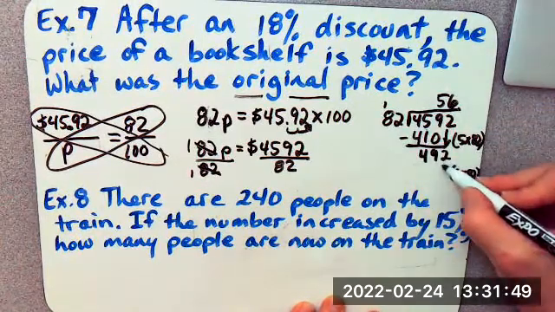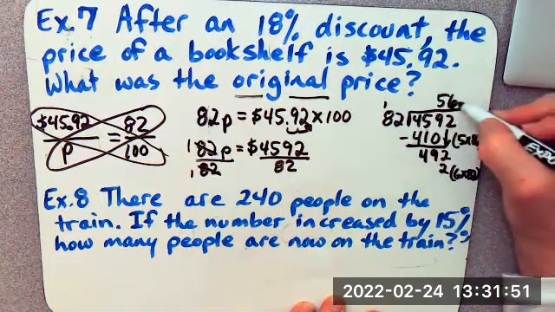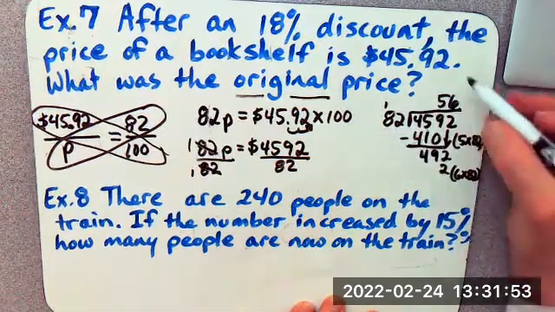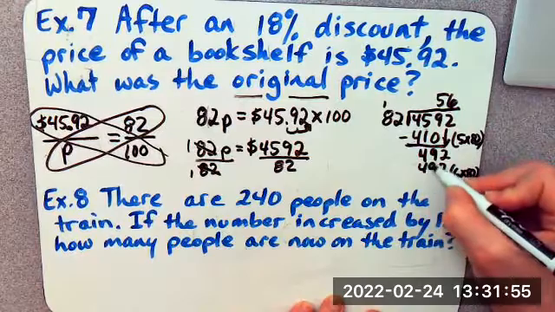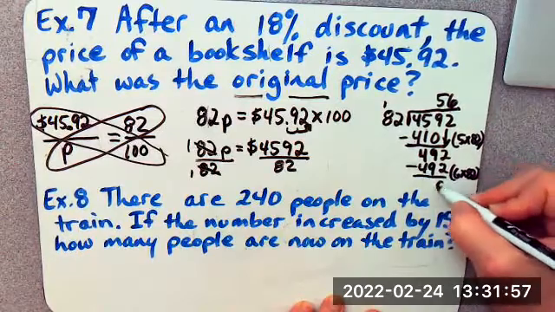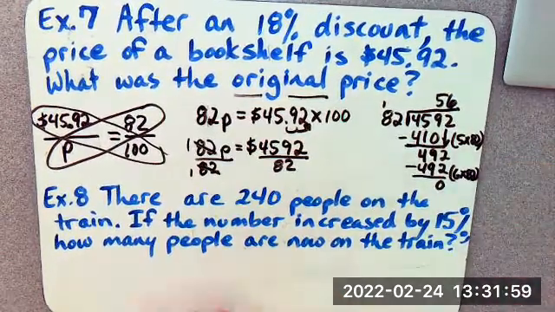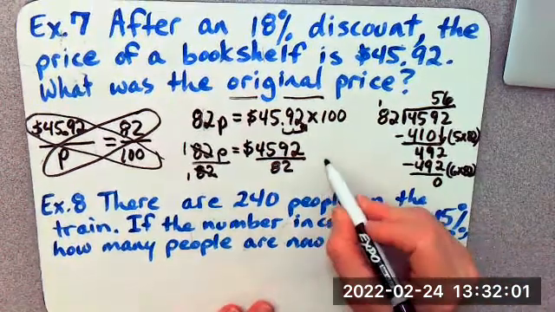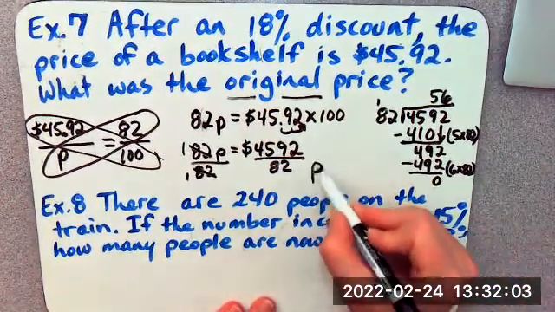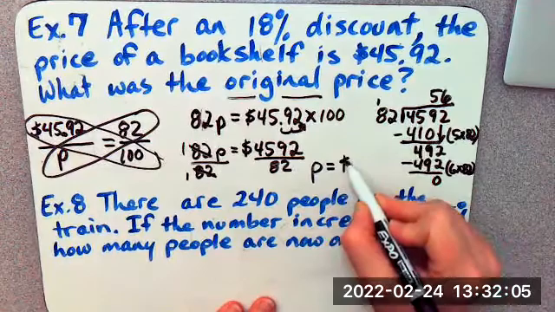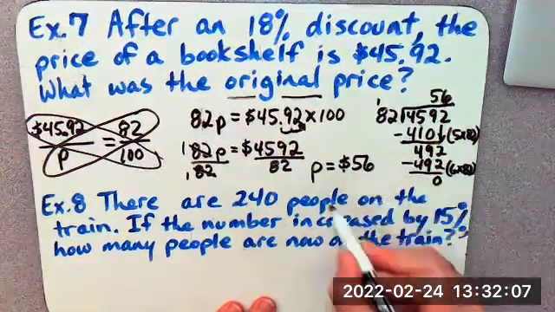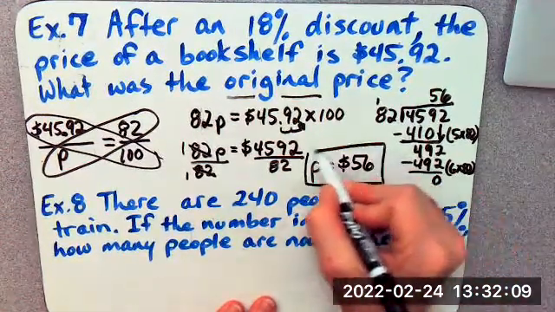So 6 times 2 is 12, carry a 1. 6 times 8 is 48, plus 1 is 49. Yay, isn't that sweet? It came out nicely. Okay, so the price originally was $56 even. So there we go.